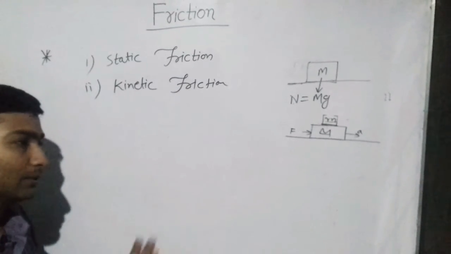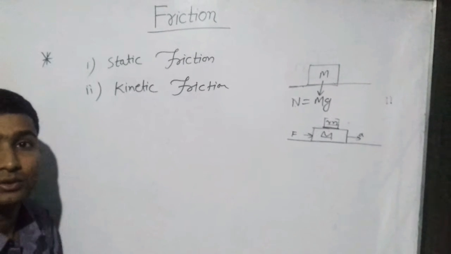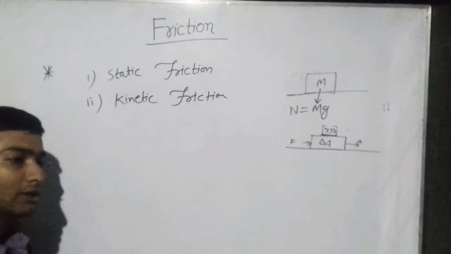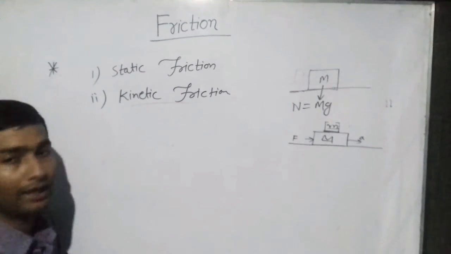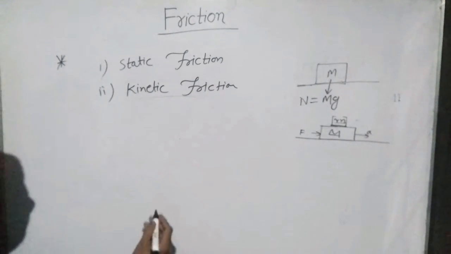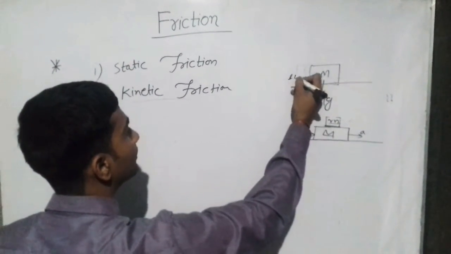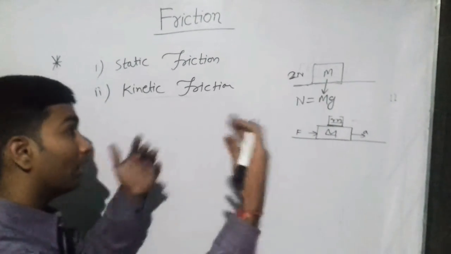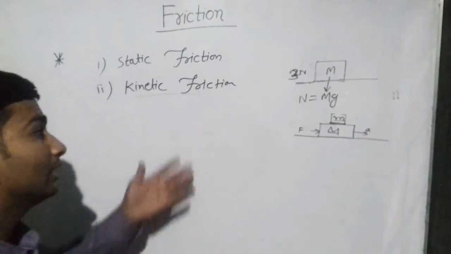If we apply force and the body is not moving, then that means the acting force is friction force, and that is static friction. And if the body starts to move, then the other type of friction called kinetic friction acts. So what if we apply more force? Let's take this body. If we apply 1 Newton force, it is not moving. If we apply 2 Newton force, it is not moving. If we apply 3 Newton force, it is also not moving.